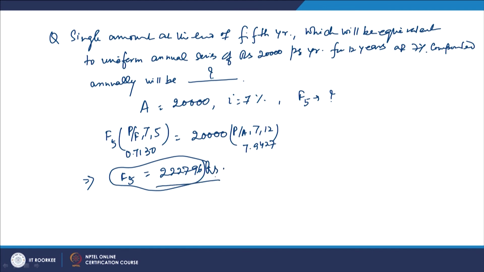Because you are going to deposit this 20,000 for 12 years, and then you are getting its P, and then further you are coming 5 years down the line. So, you are getting this value.